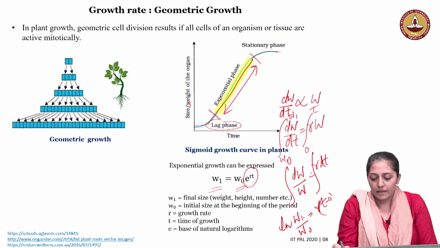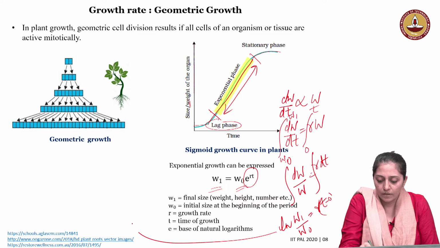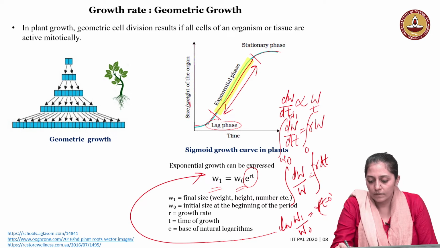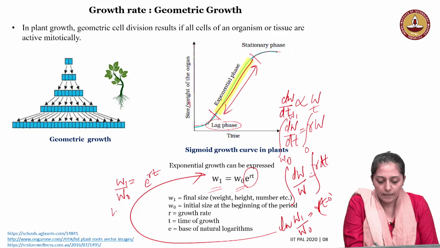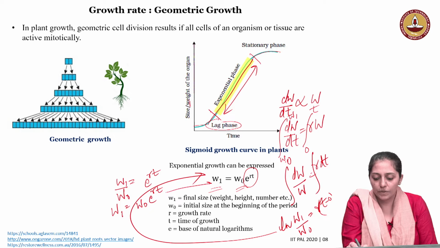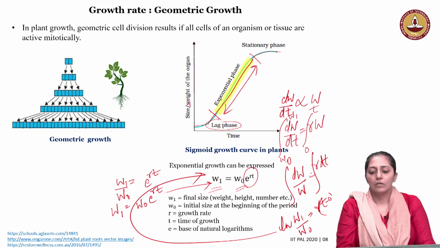Then writing it in terms of the exponential function, the ln will go, as e is the base of the natural logarithms. So, your W1 by W0 will become equal to e to the power of RT, and W1 therefore becomes W0 multiplied by e to the power of RT, as shown here. So, this is how we reach the exponential growth expression for the geometrical growth pattern in plants.